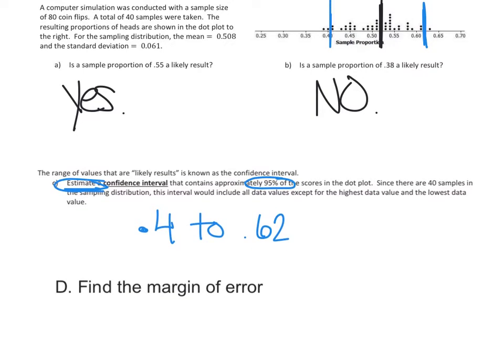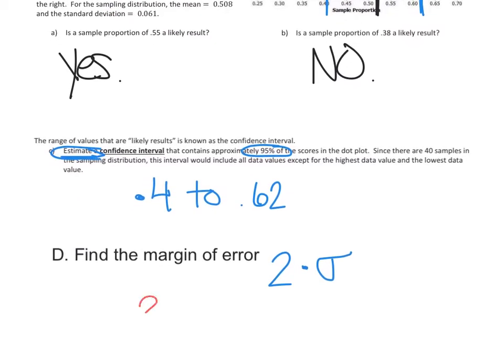Part D says now find the margin of error. So if you look back in your notes, we just said to find the margin of error, it's a simple formula. We're going to use 2 times the standard deviation. Now, they're going to tell you the standard deviation, or it's something you can easily calculate. So if I look back up here, the standard deviation is 0.061. So the margin of error is 2 times 0.061. So I'm saying my margin of error is 0.122.